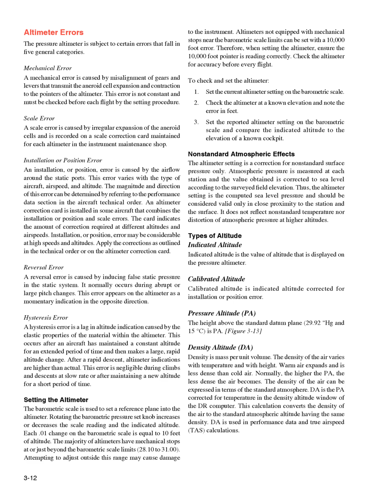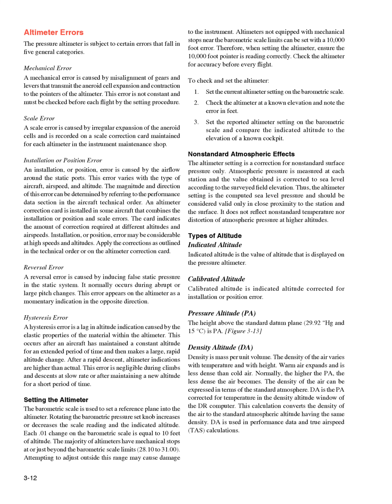Altimeter errors. The pressure altimeter is subject to certain errors that fall in 5 general categories. Mechanical error. A mechanical error is caused by misalignment of gears and levers that transmit the aneroid cell expansion and contraction to the pointers of the altimeter. This error is not constant and must be checked before each flight by the setting procedure. Scale error. A scale error is caused by irregular expansion of the aneroid cells and is recorded on a scale correction card maintained for each altimeter in the instrument maintenance shop.